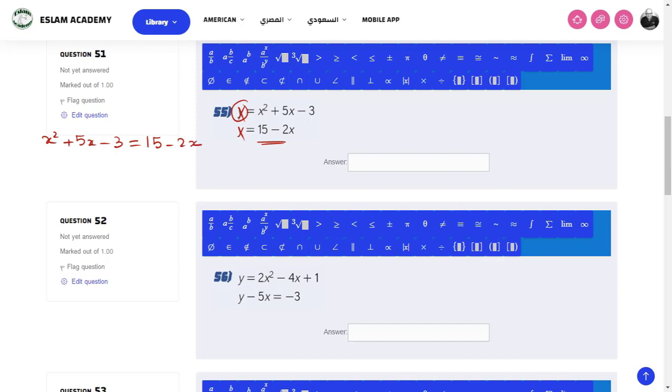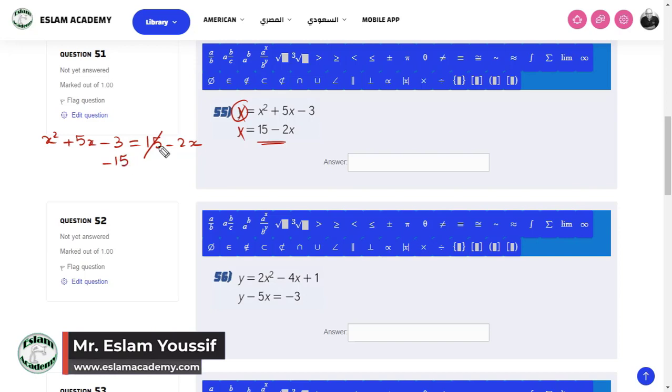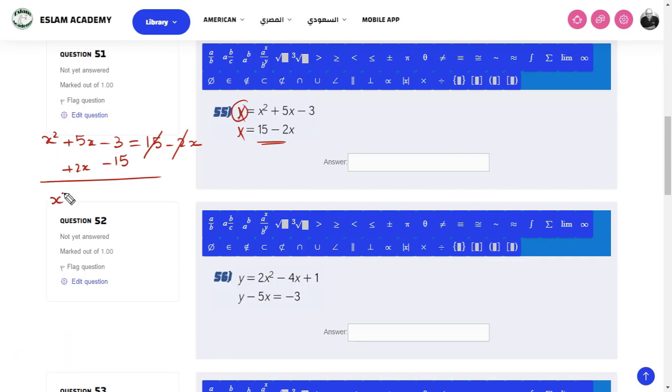Now we need to write the zero equation. 15 is positive, so I will subtract 15. 2x is negative, so I will add 2x. Now by adding 5x and 2x, it will be 7x. Negative 3 and negative 15 equals negative 18. All of this is equal to 0.